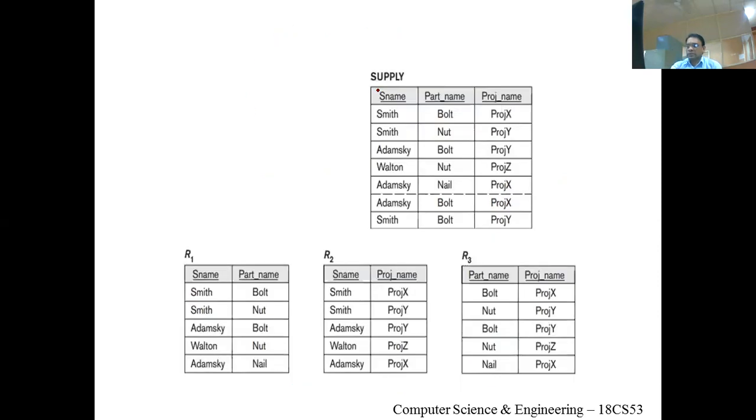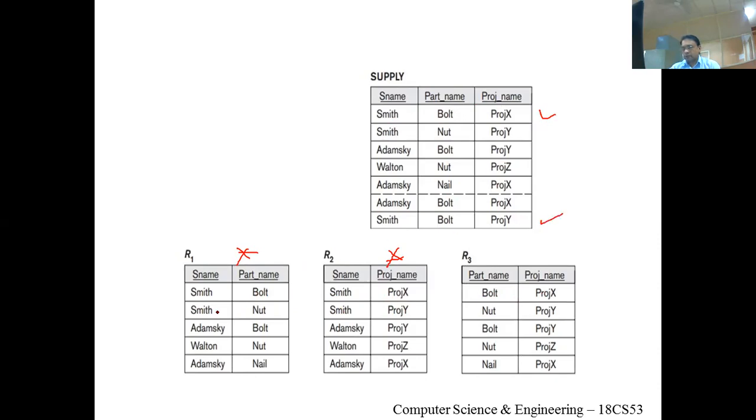Now, if I decompose this supply relation into R1, R2, R3, then let's see, if I perform the natural join operation R1 star R2 star R3, I need to get the original resulting tuples. Smith, Bolt, Project X, that is there. Next, Smith, Bolt, Project X is combined again, we are going to get it. Smith, Bolt, Project Y, we are going to get it.